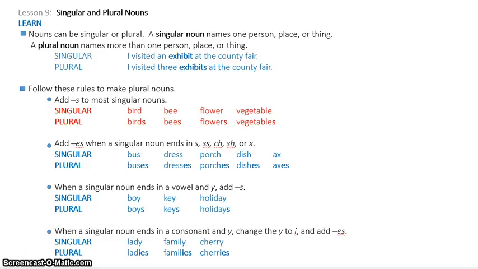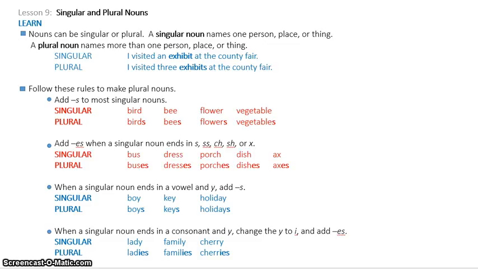Add S to most singular nouns. If I have the word bird, I'm just going to add an S, birds, to make it plural. Bee, I'm going to add an S to make it bees. In this case, I am just adding an S to a singular noun, and this is the way it is in a lot of cases. However, there are different cases, and that leads us to the next rule.